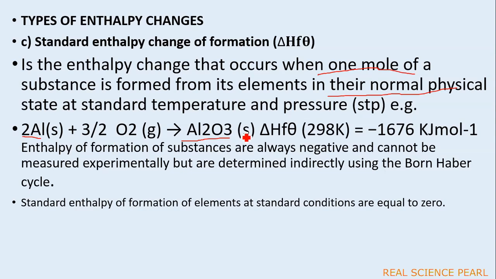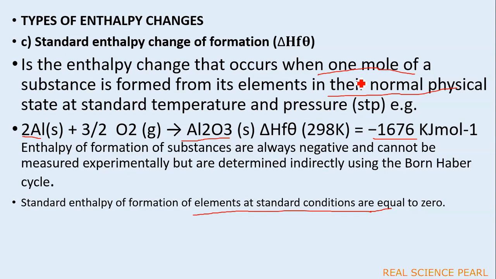And the values of enthalpy change of formation are always negative, signifying the highly stable product being obtained. But you should put in mind that enthalpy of formation, we cannot determine it directly, but we can get it indirectly using Born-Haber cycle. Then enthalpy changes for elements at standard condition are 0, because elements are always found in pure physical state. Yet we are saying enthalpy change of formation, enthalpy change that occurs when 1 mole of a substance is formed from its elements.